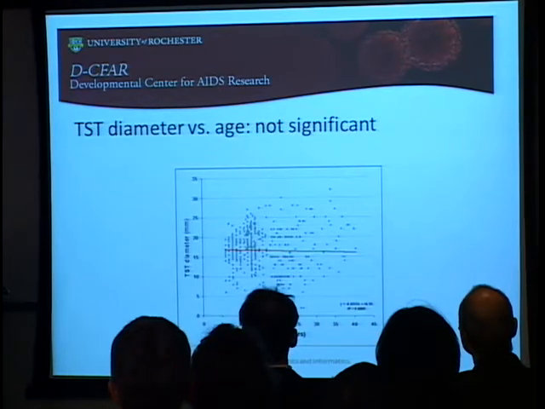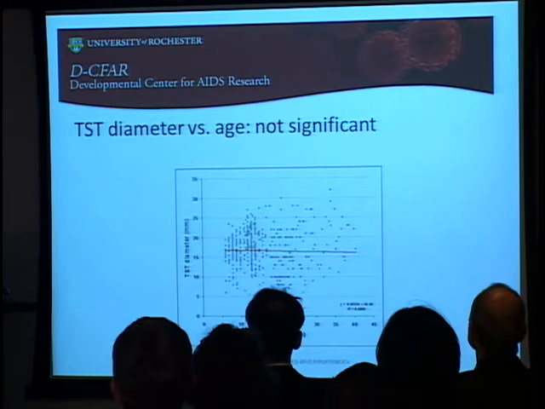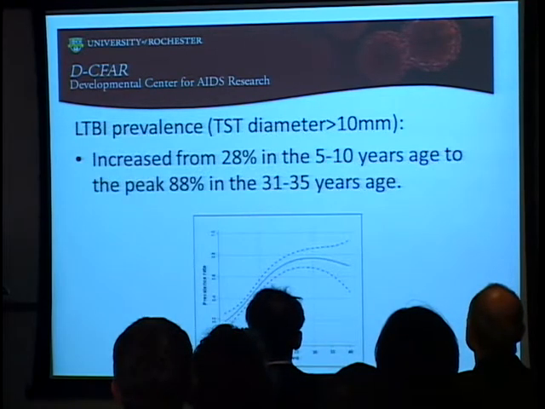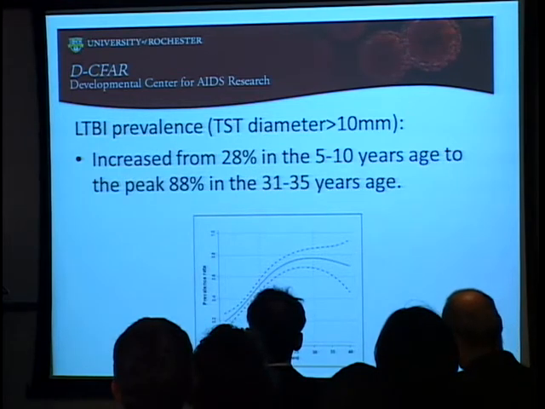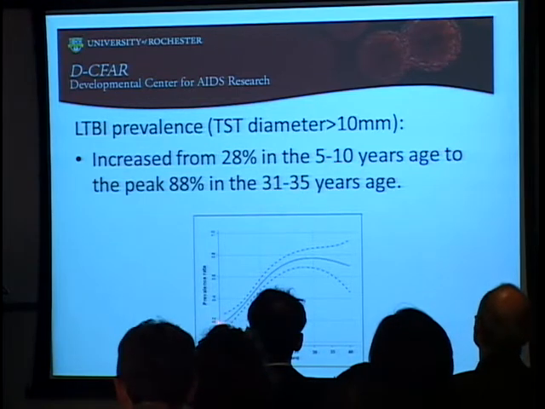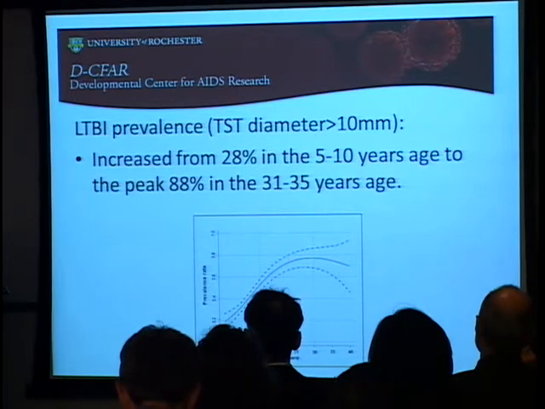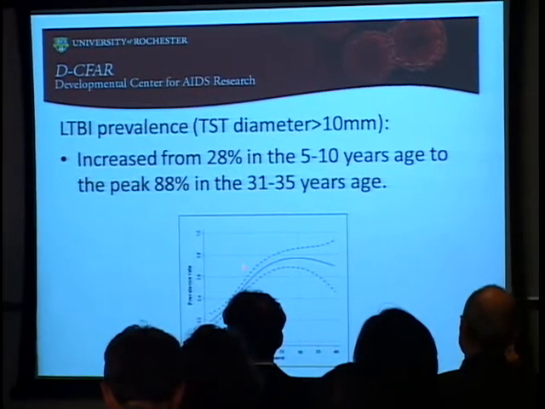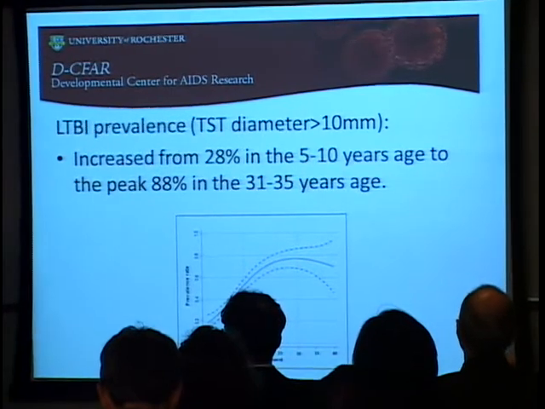When we look at the diameters versus age, there's no trend. Basically it's a flat line, kind of random. When we look at the TB prevalence trend along the age of the subjects, we can see the curve. The prevalence rate increased from 28% at 5 years old up to the peak at 31 to 35 years of age. Here the peak is almost 88%.